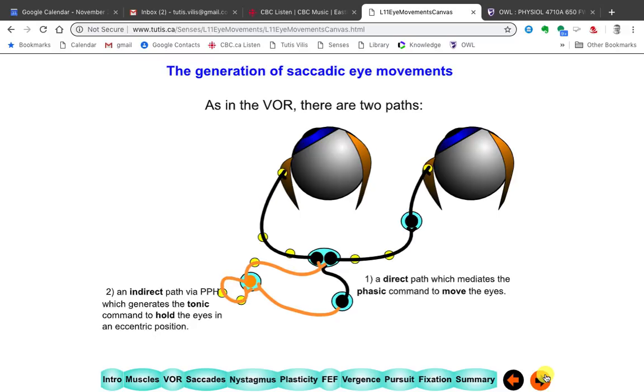Now, as in the VOR, you have a direct and an indirect pathway. The direct pathway turns the eye as quickly as possible from one position to the other position, and then the indirect pathway holds it there. So as you read a sentence, you get a burst that moves the eye to the next word, and then this tonic signal holds the eye at its new position. And then another burst moves the eye to the next word, and a higher tonic position holds the eye in a further position. And finally you get to the end of the sentence, and you get a lot of tonic activity after another burst. So it accumulates all the saccades that you made.